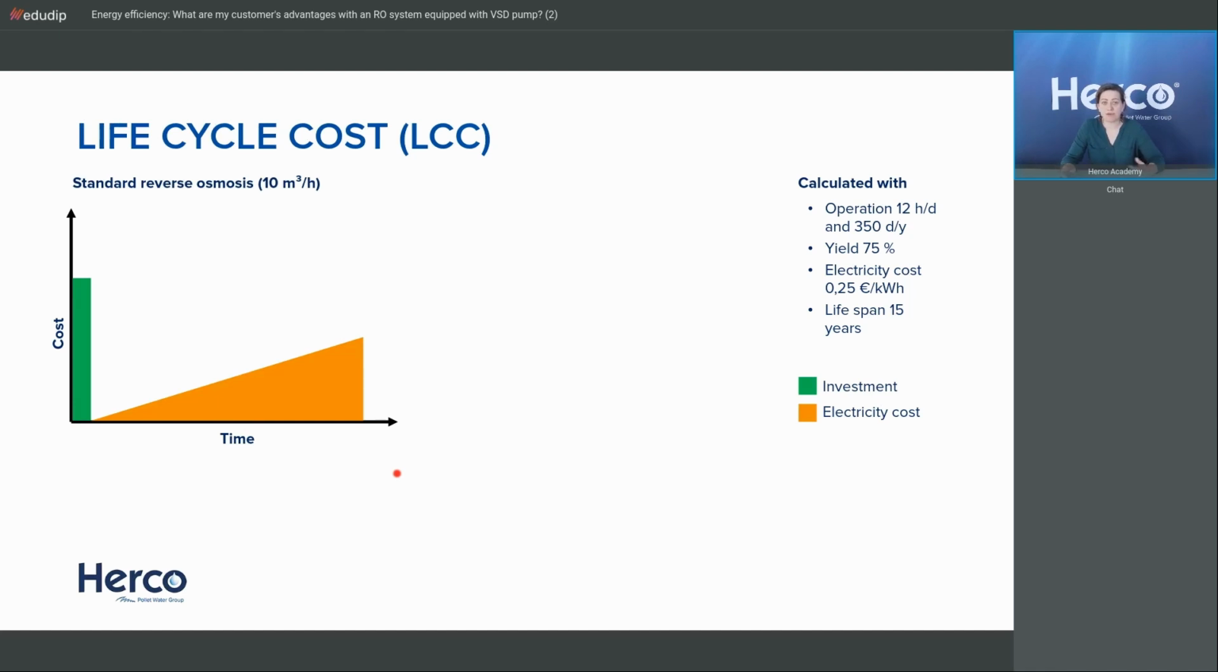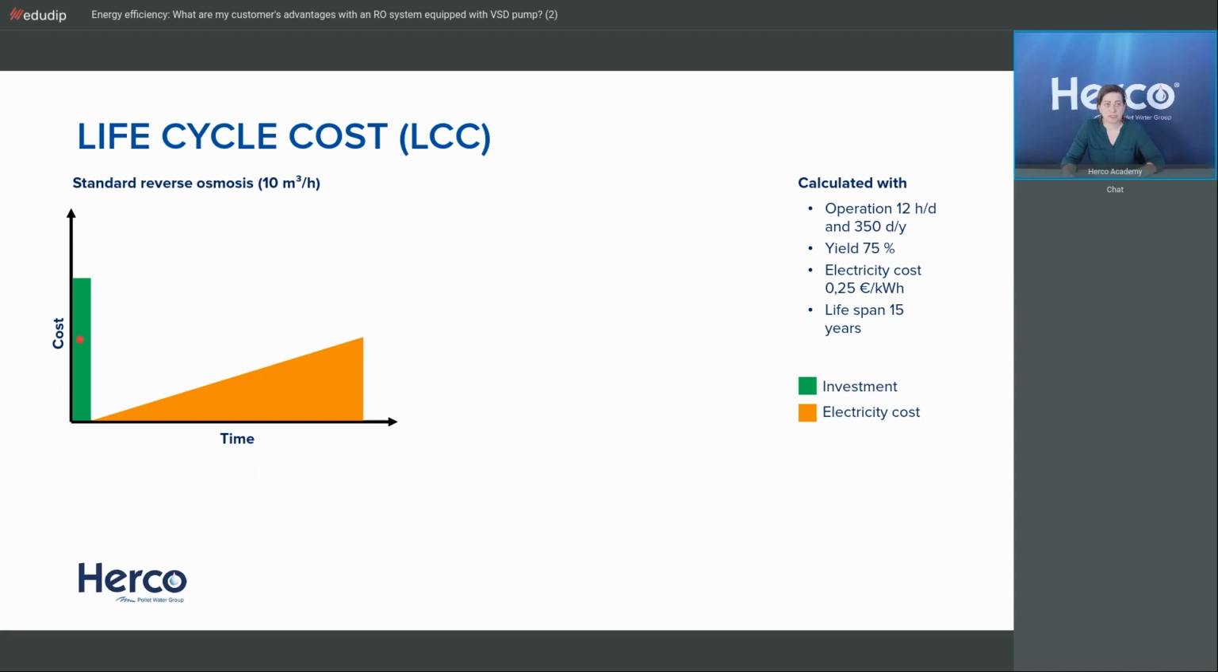But no matter what the electricity cost is, what is important when you discuss with a client in the beginning is to think about investment cost and operation cost. And I know it's something that is not so present for all of us all the time, but it's something that's really worthwhile to look at. We have here calculated an example with real numbers. Okay, this is a standard reverse osmosis unit of 10 cubic meters per hour. I have here the operation time that we considered, the yield, and so on, an electricity cost of 0.25 euros per kilowatt hour, and a lifespan of 20 years.